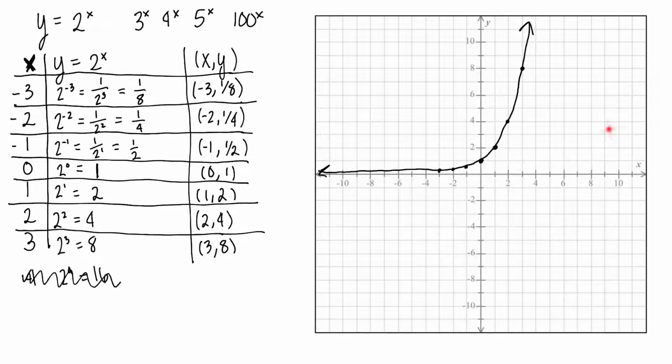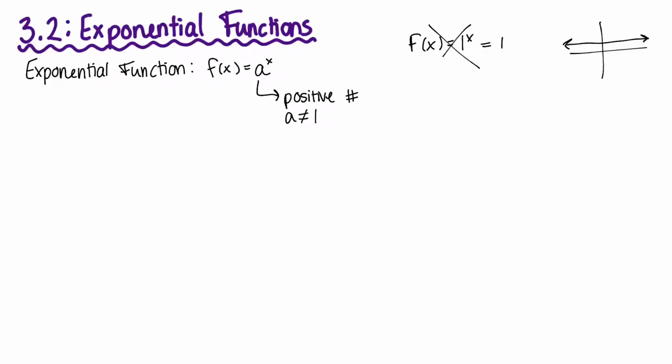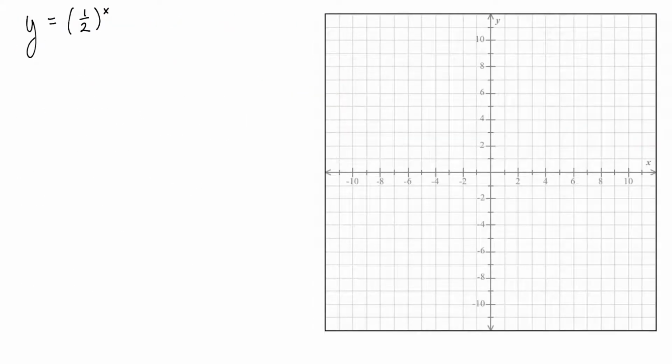But they're all going to have this general shape, small on the left side, big on the right side. However, let's look at the function y equals 1/2 raised to the x. So this fits within my requirements. It's a positive number. 1/2 is a positive number. It's not equal to 1. And let's make a graph for that.